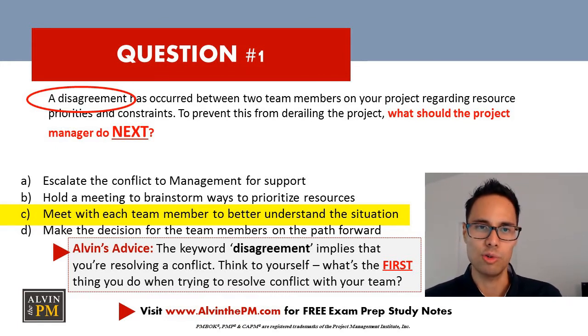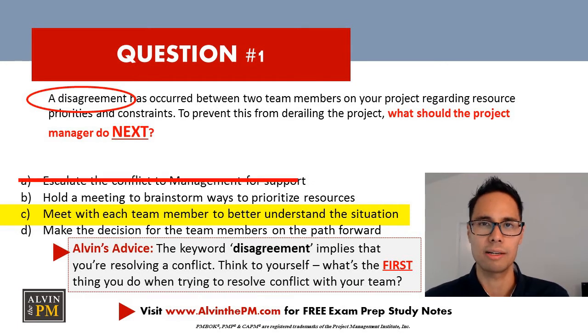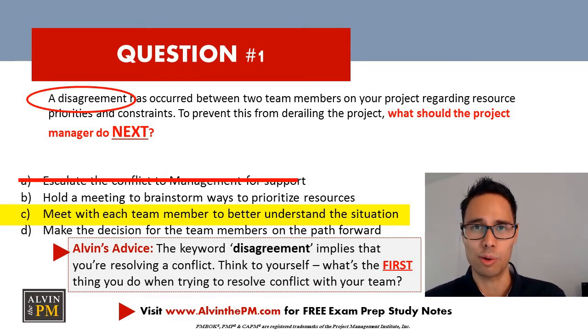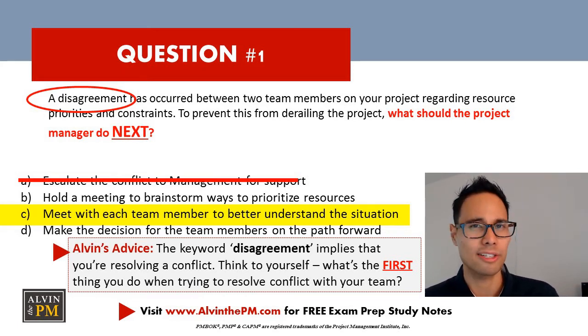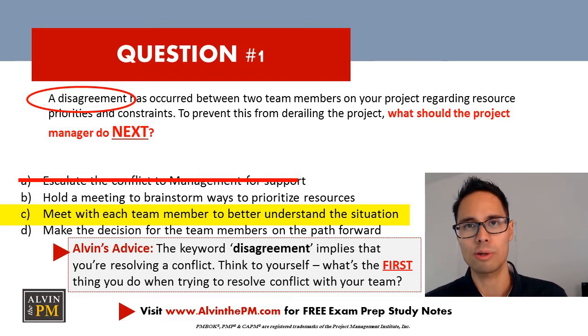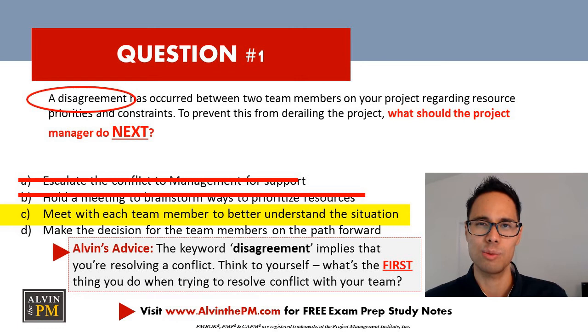So let's review each answer choice. For A, you never escalate to management right away for resolving some kind of conflict. Especially in real life, do you immediately go right away to your manager or the project sponsor? No, right? You first want to understand what exactly is going on between the two members who are disagreeing with each other. For B, holding a meeting to brainstorm how best to prioritize resources sounds feasible, but again, this is not the very first thing that you would do.